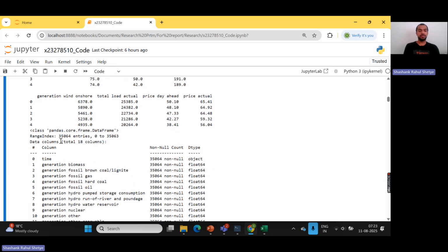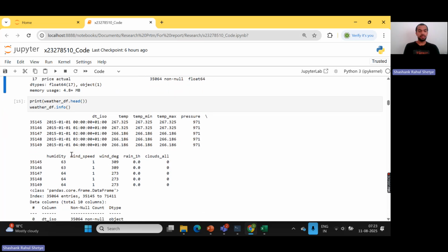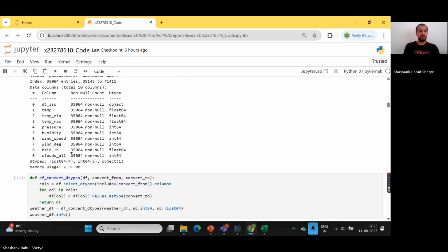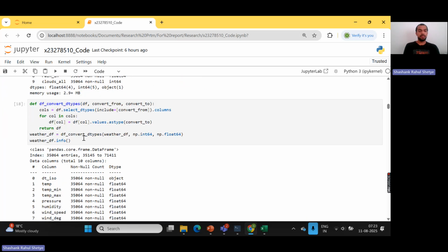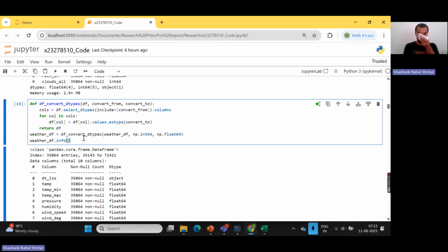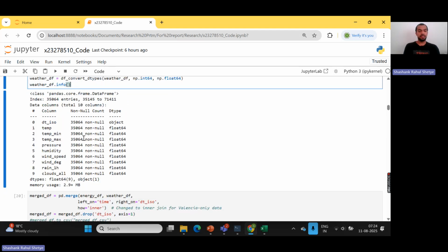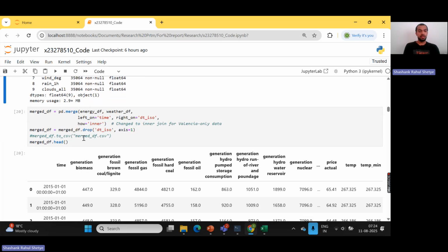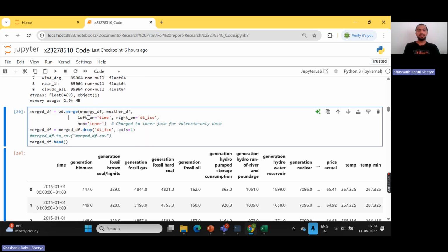There are a total of 35,064 records in both the data sets. In the weather data set, there were a few columns which are integers, so I've converted them to float for the analysis. I've merged the two data sets, energy data set and weather data set, by performing an inner join based on time and dt_iso.